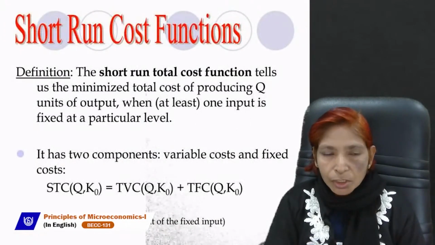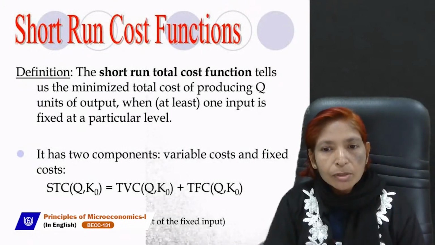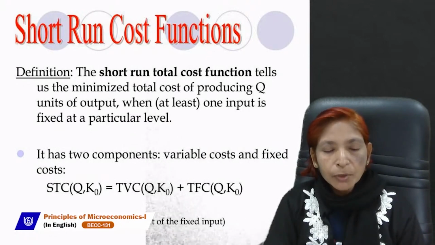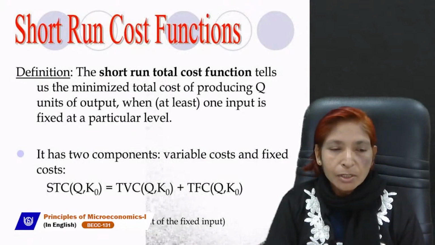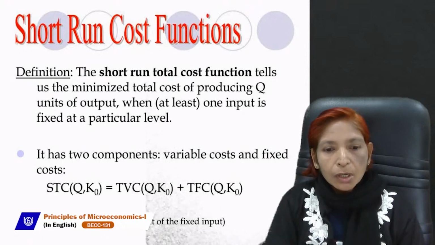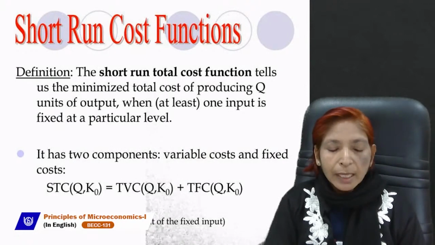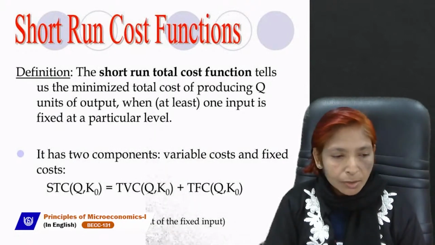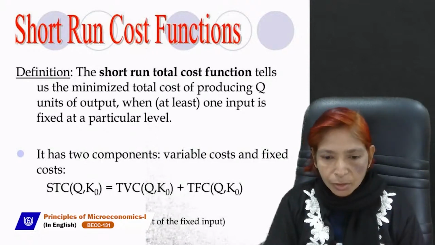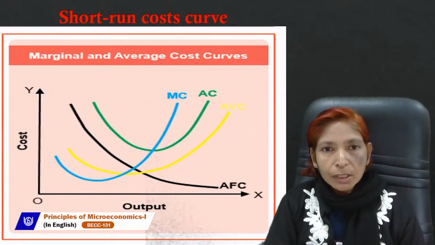Next is the short run cost function. What is this? The short run cost function tells us the minimized total cost of production of Q units of output when at least one input is fixed at a particular level. Because in the short run, some factors remain constant and some factors remain variable. If you use these two types of factors of production, variable and fixed, then we can get total cost. So STC, short run total cost, is the summation of total variable cost and total fixed cost.